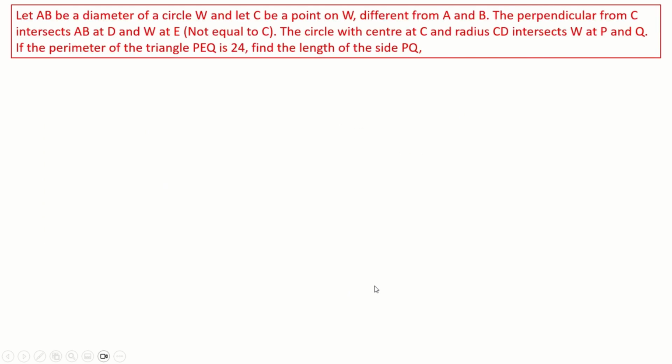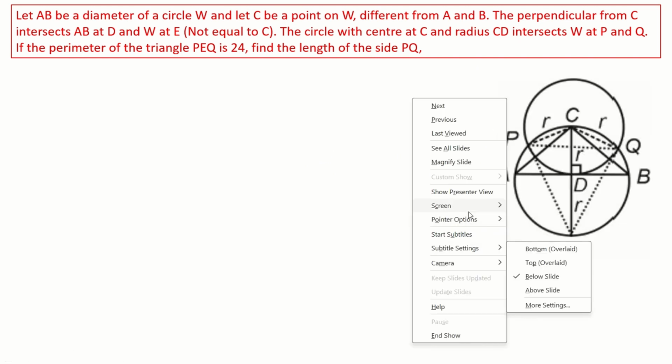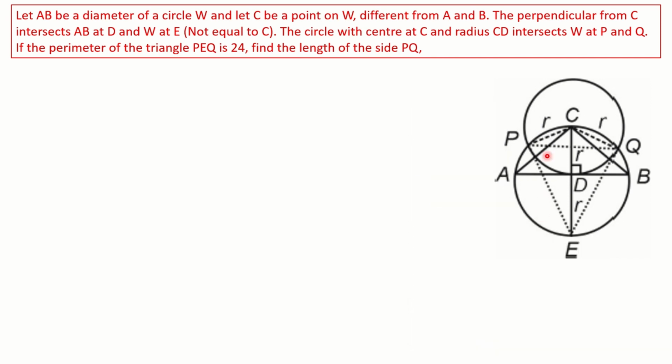The first question is: let AB be the diameter of the circle W, and let C be a point on W, different from A and B. Let's see the diagram and then read the question along with it. So this is the circle. AB is the diameter. C is any point on the circle, and there is a perpendicular drawn from C which intersects AB at D.